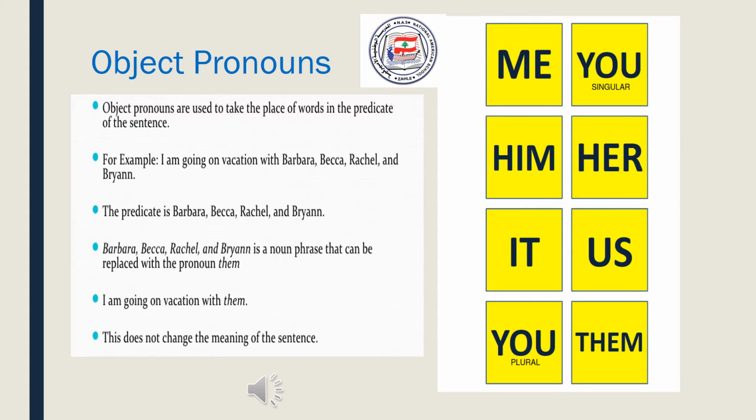For example, I am going on vacation with Barbara, Becca, Rachel, and Brian. The predicate is Barbara, Becca, Rachel, and Brian. It is a noun phrase that can be replaced with the pronoun them. I am going on vacation with them. And so them is the object pronoun that came after the verb. This does not change the meaning of the sentence.